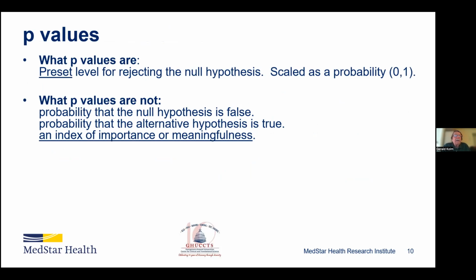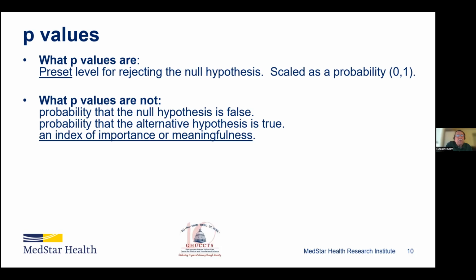And the emphasis here is I want to say that you select your alpha error rate level, your p-value, before you do your statistical test. You can't do your statistical test and then say, oh, well, okay, it's 0.055, and so we'll call that statistically significant, which you could only do if that's what you had set your alpha error rate at before you did your statistical analysis. And so the p-value is scaled as a probability from 0 to 1.